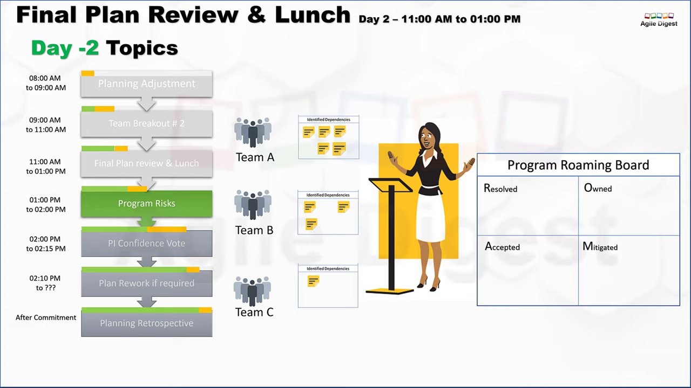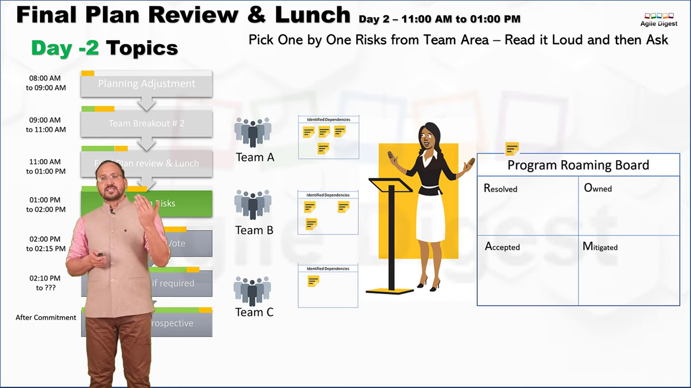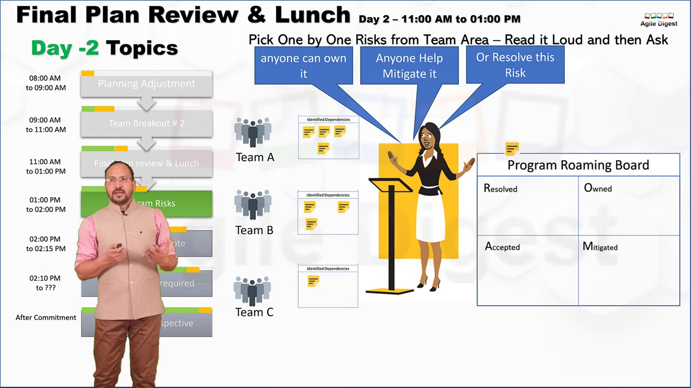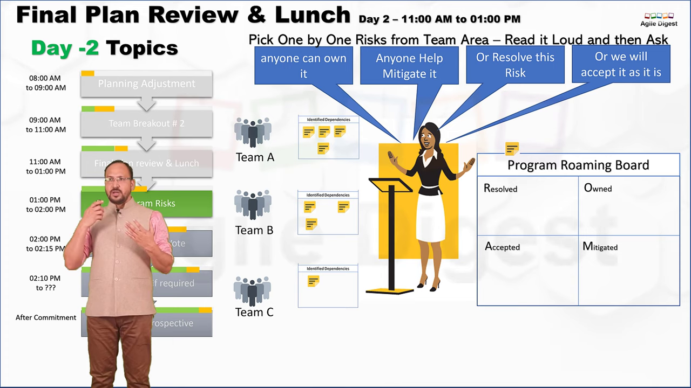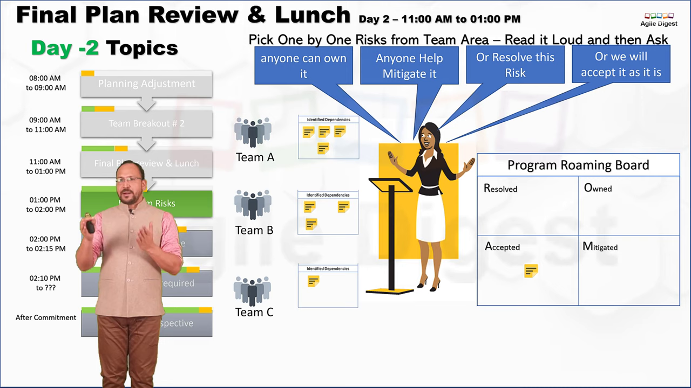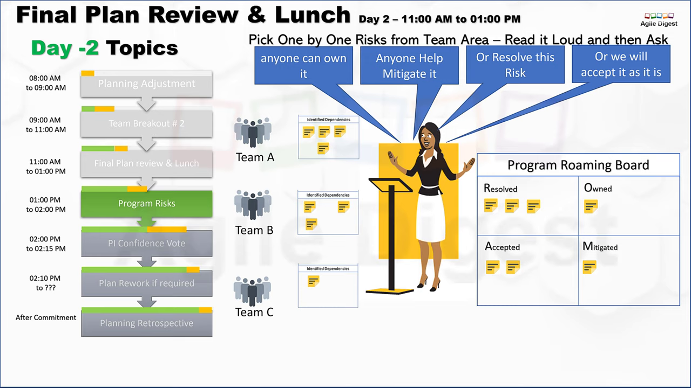Now we'll talk about the program risk. Each team has some risks identified, and a few of the risks, again I say, can be local risks, a few can be your program level risks. So your RTE will pick risks one by one from each team's area, and if it is a program risk, we'll ask the entire team or whoever is responsible whether anyone wants to own it or help mitigate it, or do you think this risk is resolved, or we'll accept it as it is. So based on the final information received by the RTE, that risk will go into the particular area of the ROAM board. ROAM stands for resolved, owned, accepted and mitigated. We'll talk about those in a while. And similarly, in the same fashion, all these program level risks will go into different quadrants of our ROAM board.